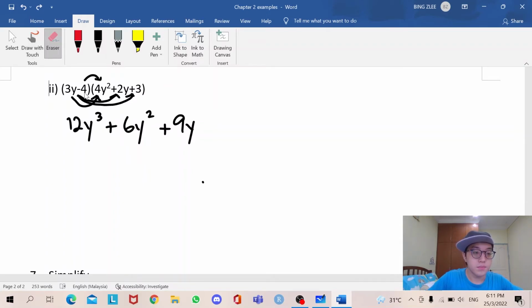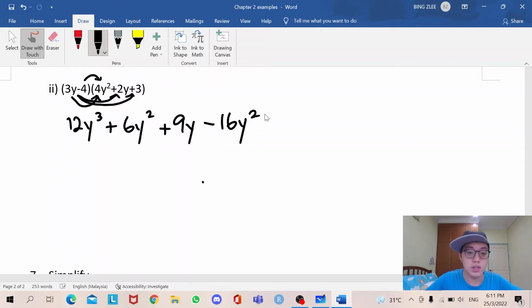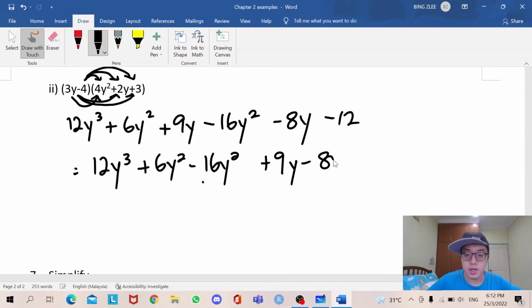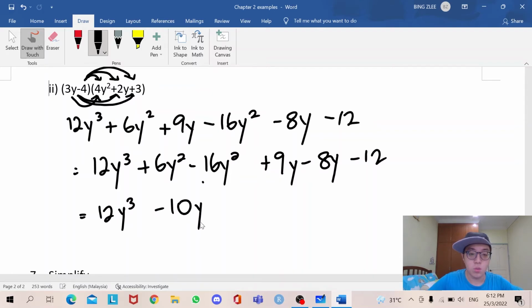I'm going to erase this because it's very messy here. So negative 4 multiplied with 4y squared, you get minus 16y squared. And then here you multiply the second one, you get negative 8y. And multiply in the third one, you get negative 12. So it's just that easy. And after simplifying them, you will get this one is plus 6y squared minus 16y squared plus 9y minus 8y minus 12. And therefore you get 12y cubed minus 10y squared plus y minus 12.